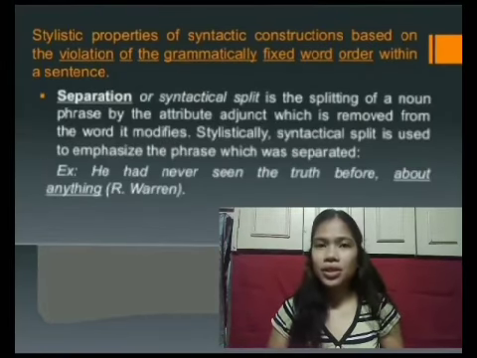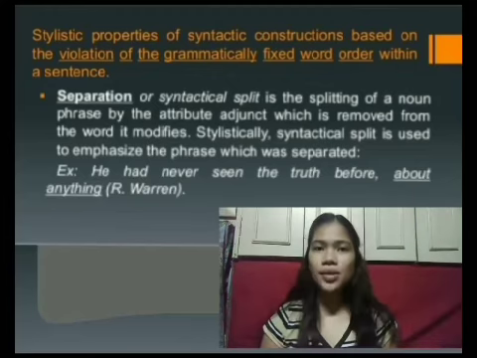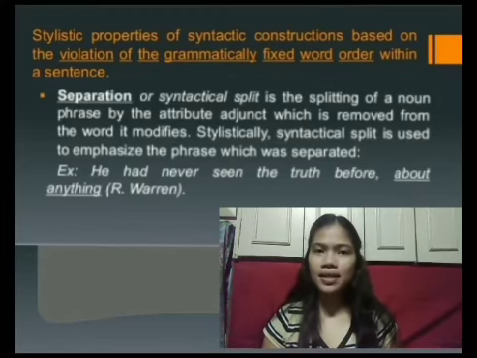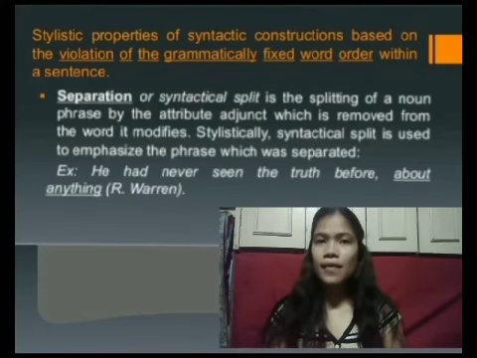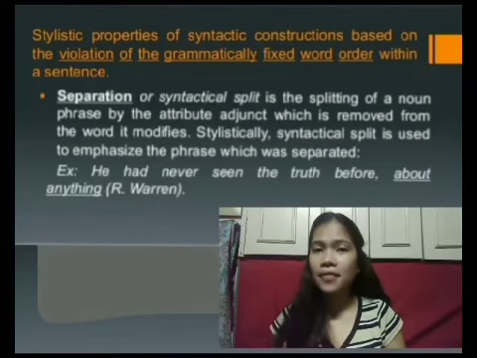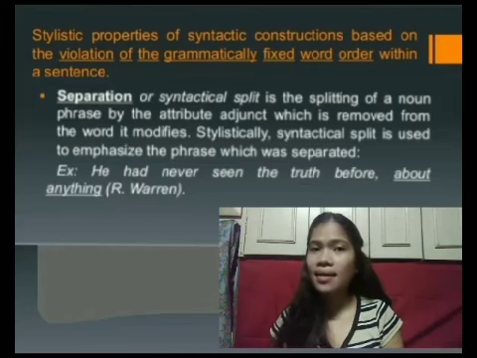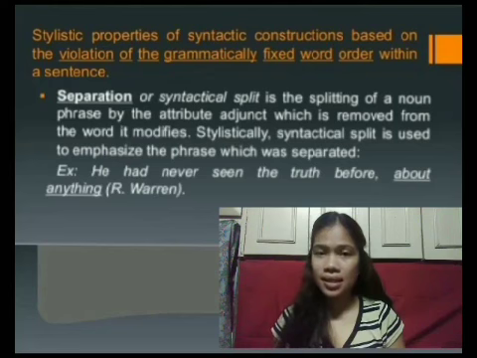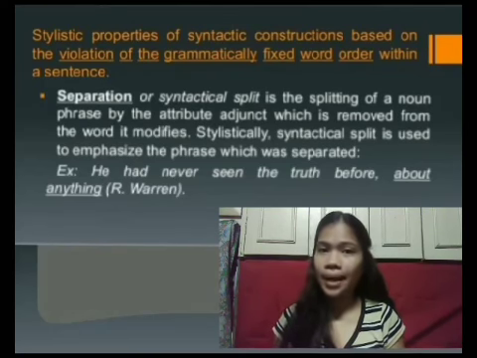So the second violation is the separation. Separation, or syntactical split, is the splitting of a noun phrase by the attribute adjunct which is removed from the word it modifies. Stylistically, it is used to emphasize the phrase which was separated. Example, he had never seen the truth before about anything. So the phrase "about anything" there was separated in the sentence, and it was used to emphasize that he had never seen the truth before about anything.